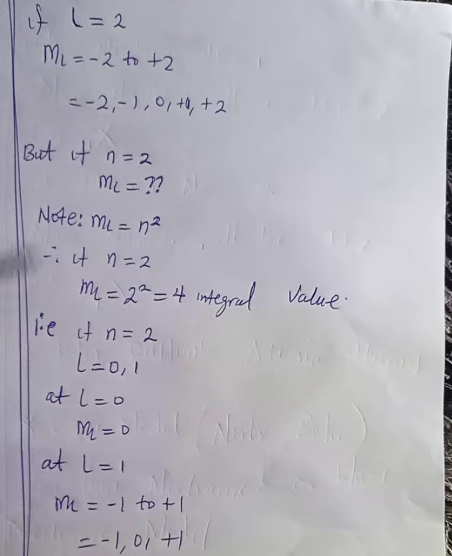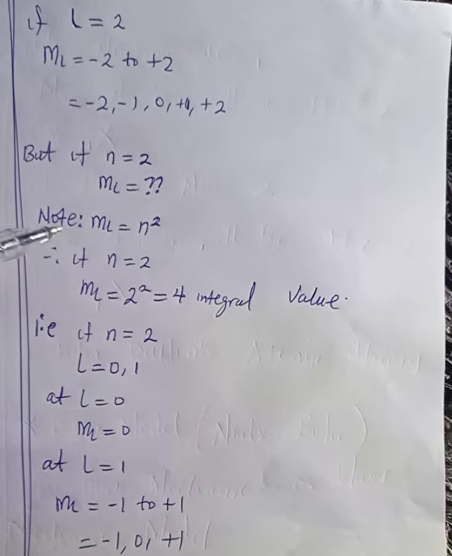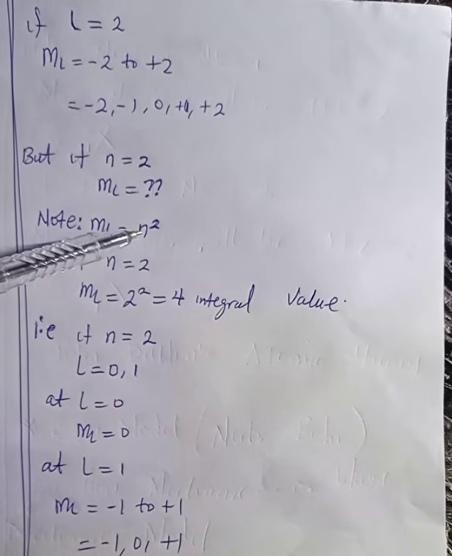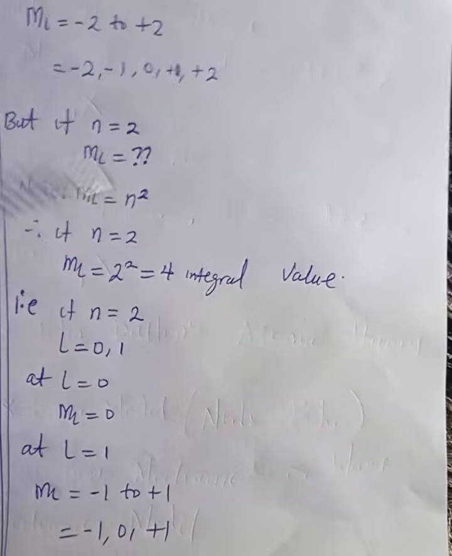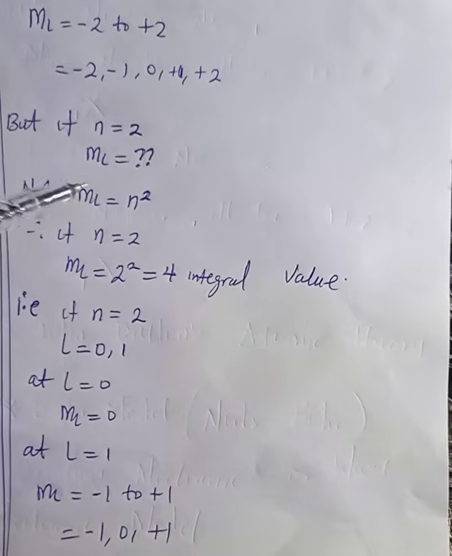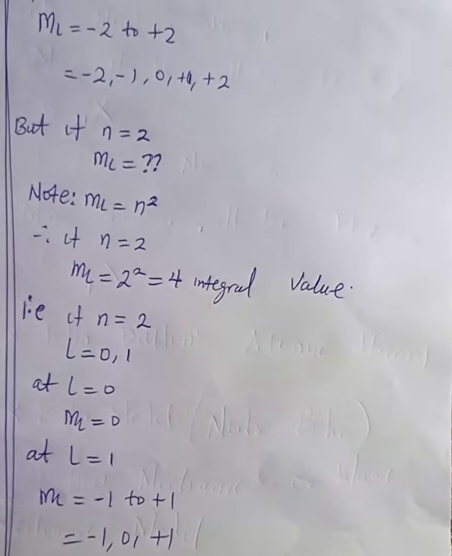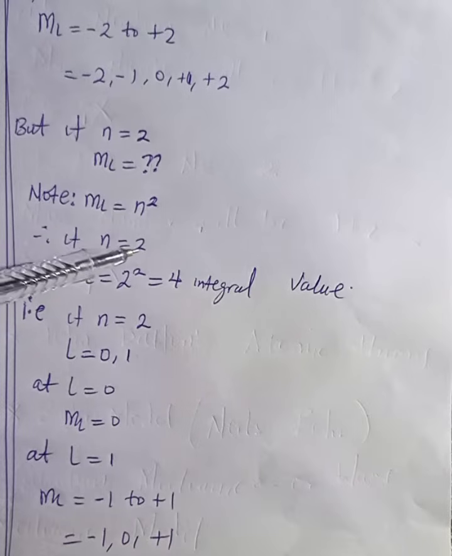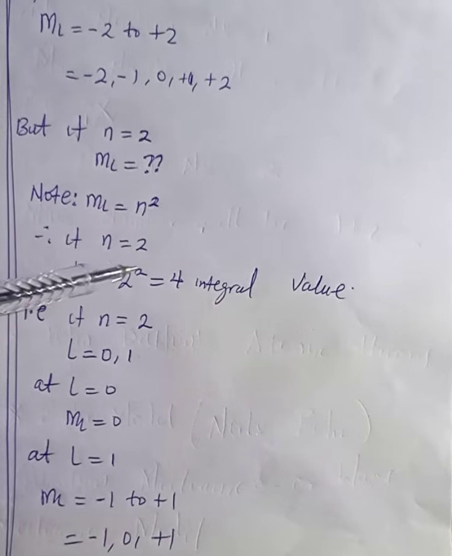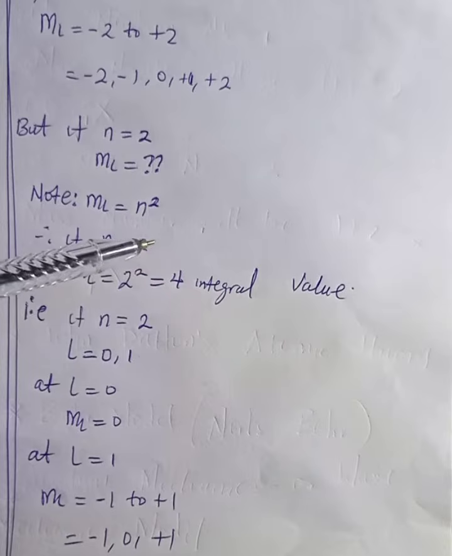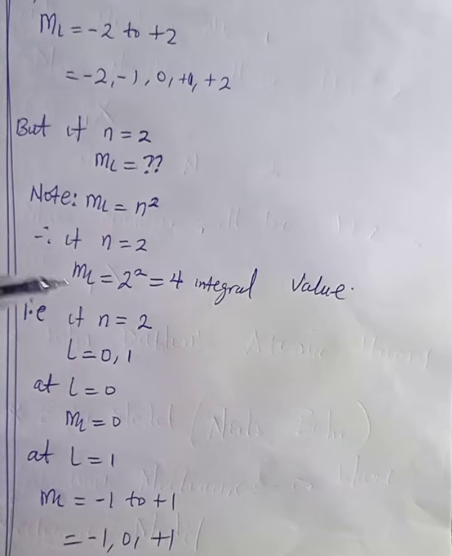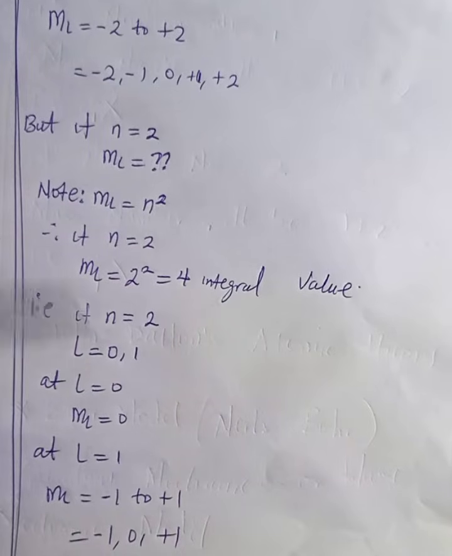Now, if we want to use a short formula to get it, our ml will just be the principal quantum number raised to power 2. So the magnetic quantum number is equal to the principal quantum number raised to power 2. If n is 2, our ml will be n squared, which is 4. We're going to have 4 integral values. Let's see if we can get the 4 integral values out, or let's see if we are correct.